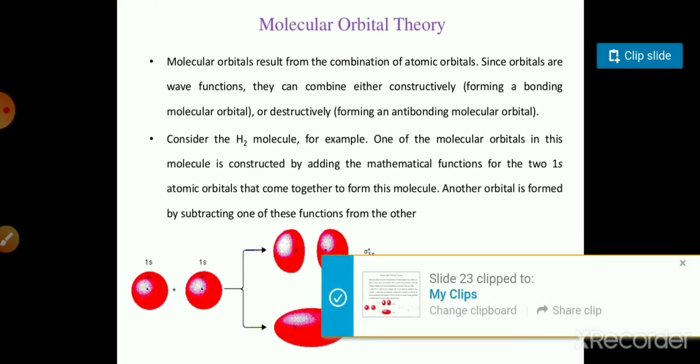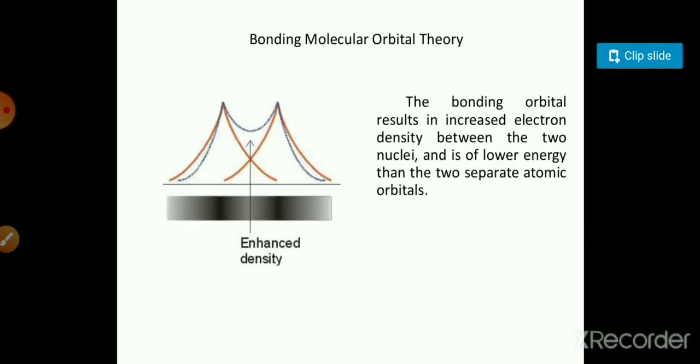So in the bonding molecular orbital theory, this kind of bonding orbital results in increased electron density between the two nuclei, and this is of lower energy than the two separated atomic orbitals. There is the energy of the two orbitals, and by the overlapping of these orbitals, the density of electron presence is enhanced.